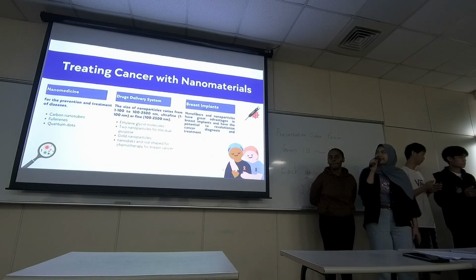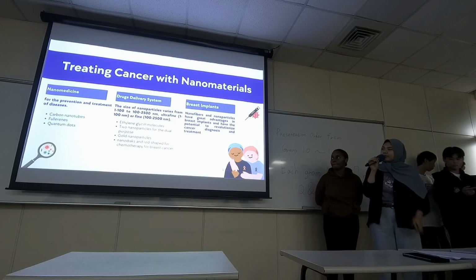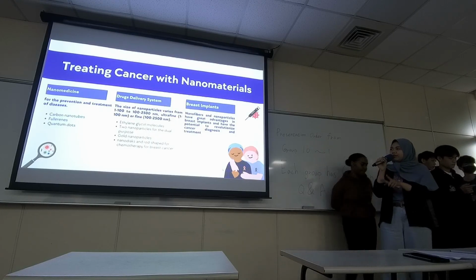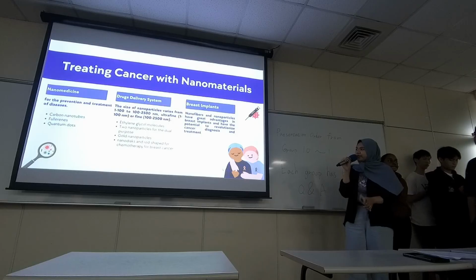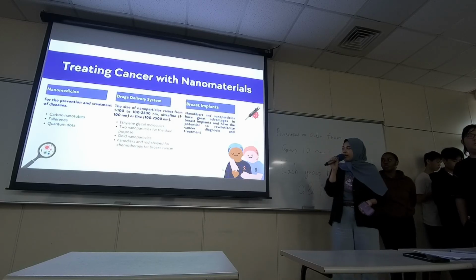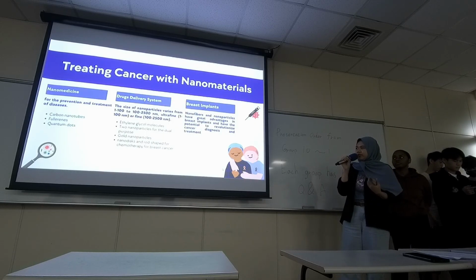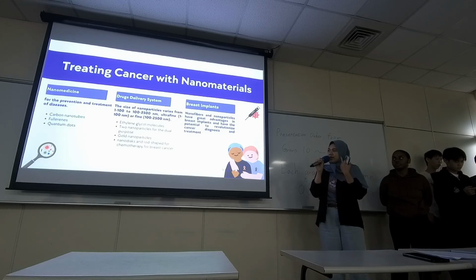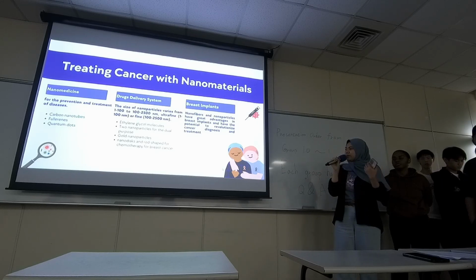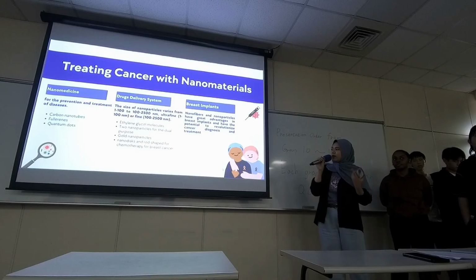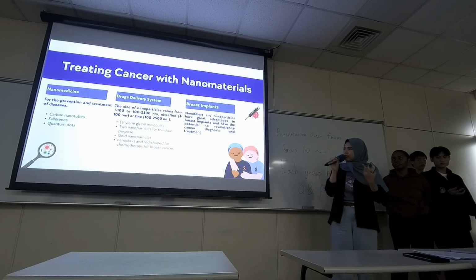So now about treating cancer with nanomaterials, there are three examples here: nanomedicine, drug delivery system, and breast implants. For nanomedicine, it's for prevention and treatment of disease. There are a lot of examples, but three of them are carbon nanotubes, fullerenes, and quantum dots.